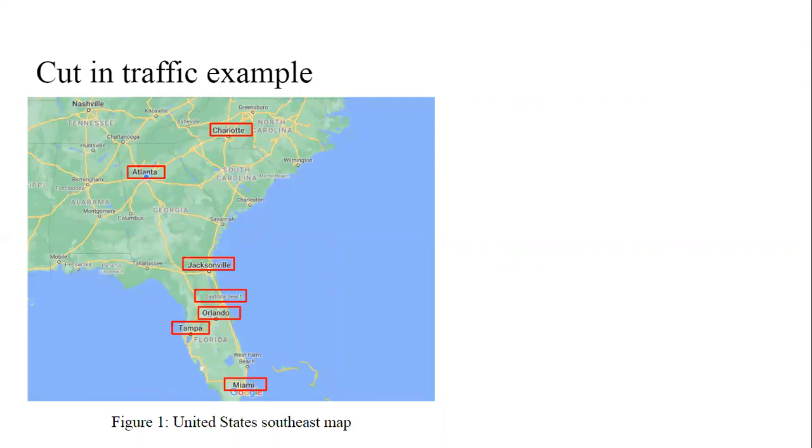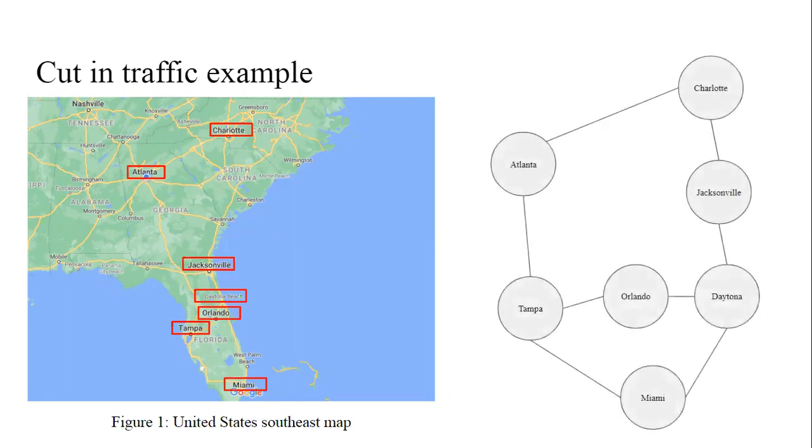To make this problem simpler, we will only choose those highways as a path. So here is a simplified map, where those highways are the edges and places connected are the vertices. Now, suppose the highway between Atlanta and Tampa is under construction and no car can pass. In this case, we can still drive to Miami by choosing another route.